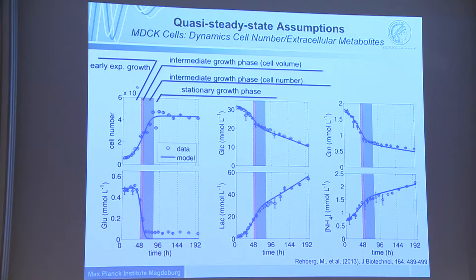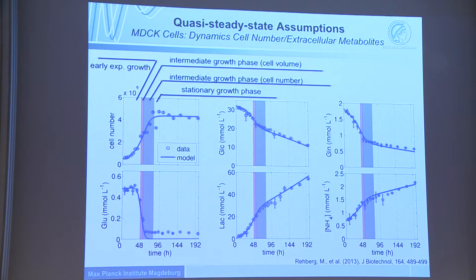MDCK cells, these are dog kidney cells we use for influenza vaccine production. If you look at the growth pattern, you have an increase in the cell numbers here, and then it's a stationary growth as they're confluent on a surface, in a microcarrier or in a T-flask. In the exponential phase of these cells, there's an early exponential phase with true exponential growth, but then soon the surface gets limited and they cannot grow exponentially anymore. There's a rather long transition phase, an intermediate phase, and then this stationary phase.